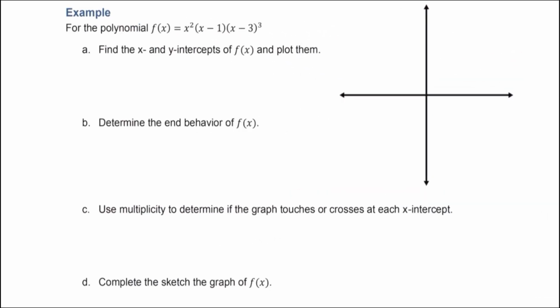In this video, we'll look at sketching the graph of polynomials. Step 1, we're going to look at finding the x and y intercepts. Recall, to find the x-intercepts, we set y equal to 0, or in this case, f we set equal to 0.